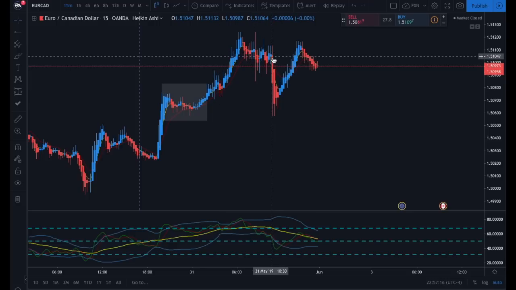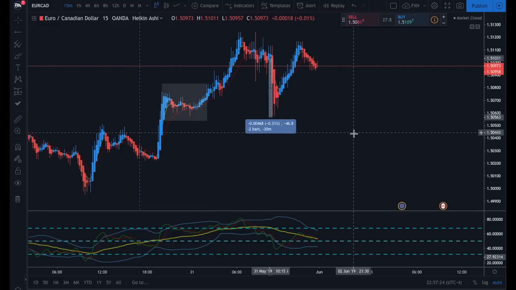It didn't come till 2.5 hours later, around 10:30, and that reversal essentially produced about 46 pips or so. All right, so 46 pips off of the high of the day at 10:30 on Euro CAD.